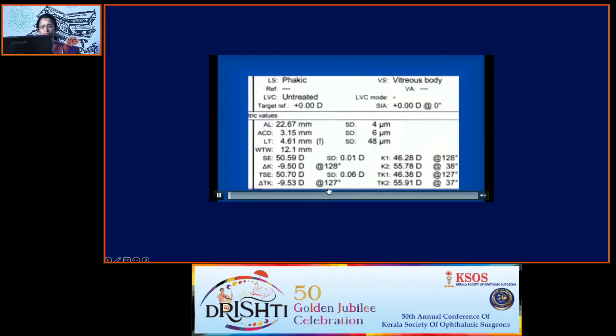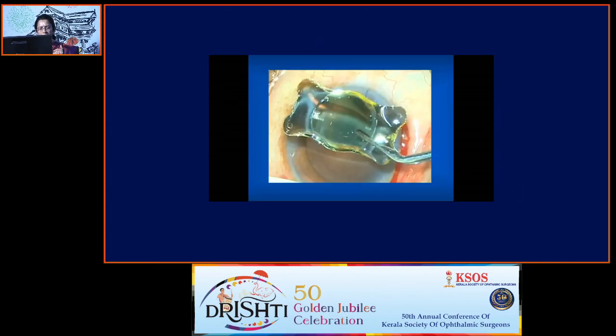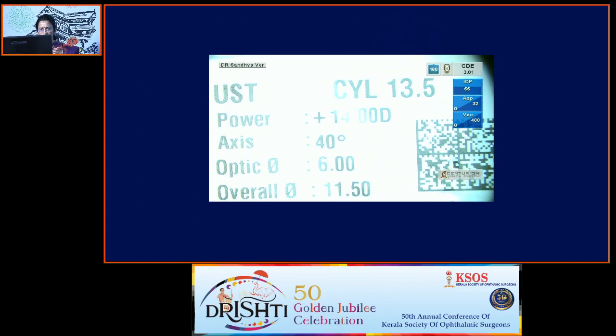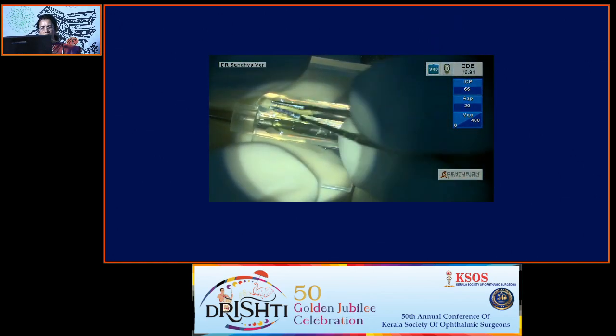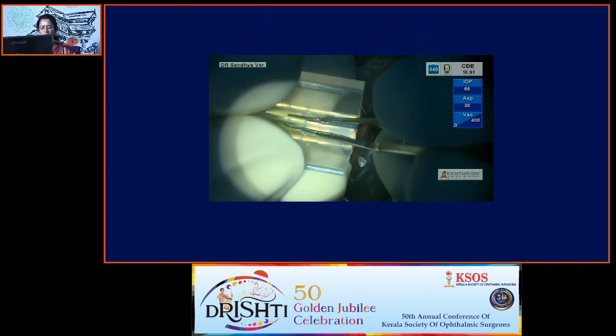In this patient, the keratometry reading was 46.28 at 180 and 55.7 at 30, and the astigmatism was plus 9.5 at 38 degrees. The topography showed features of keratoconus, but since the astigmatism was regular, we went ahead with implanting a toric IOL. This was a custom-made plate haptic lens, customized by the care group, and it has a hole on the haptic that has to be positioned to the left side while loading the IOL and while injecting it.